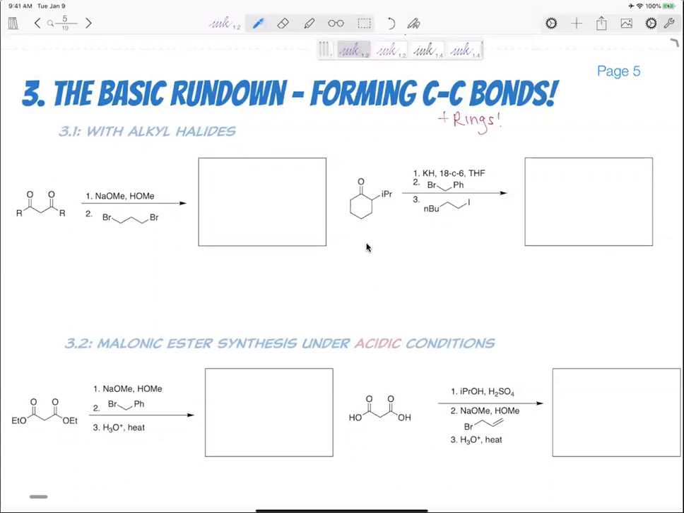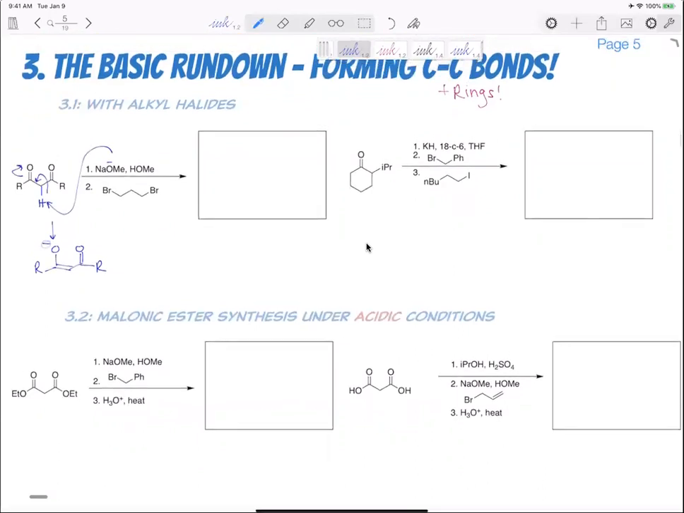Okay, so let's start with the first one, right? Remember, always first things first, always identify where your alpha carbon is, or your alpha hydrogens are. It's going to be right in between these two R groups. They are both equivalent, so it doesn't matter which way your enolate goes, right? Always show this first step though. Okay, and this is where you have your enolate formation.